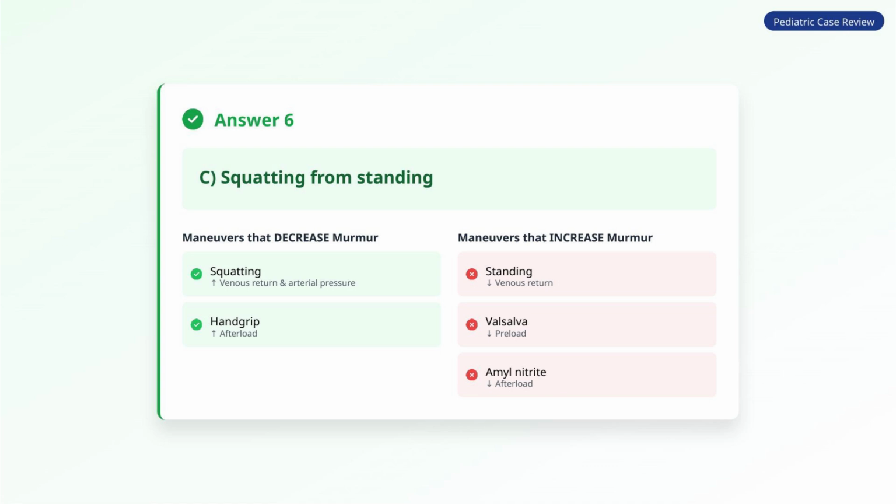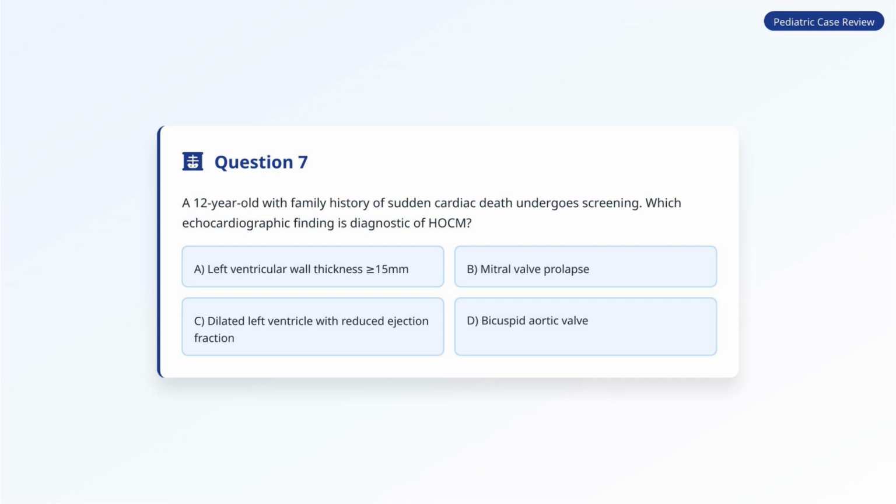The correct answer is C. Squatting from standing. Squatting increases venous return and arterial pressure, which increases ventricular volume and afterload. This widens the outflow tract and reduces obstruction. Standing, Valsalva maneuver, and amyl nitrite all decrease preload or afterload, worsening obstruction. A 12-year-old with family history of sudden cardiac death undergoes screening. Which echocardiographic finding is diagnostic of hypertrophic obstructive cardiomyopathy?